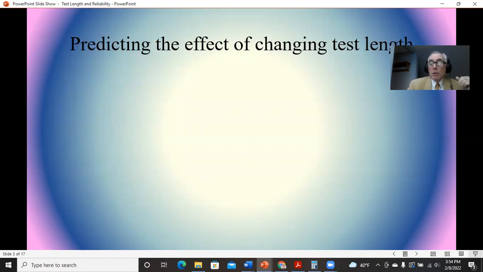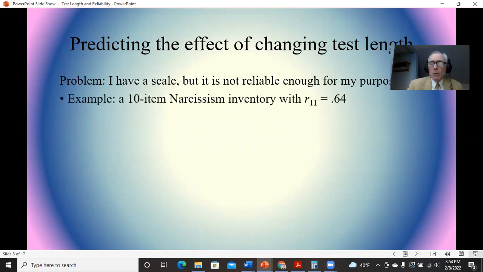Now we're going to get into how you predict what's going to happen. So you can have a couple of scenarios here. One is where you have some kind of measurement tool, you have a scale that does what you want it to do, except it doesn't do it very well. It's not reliable enough for your present purposes. So as one of our running examples, I'm going to say that we are starting with a hypothetical 10-item narcissism inventory, which has a reliability of 0.64.